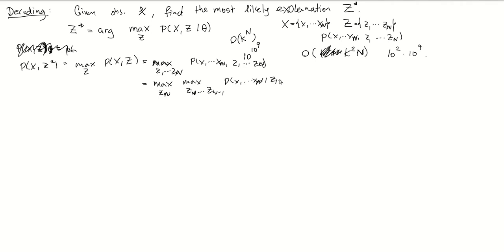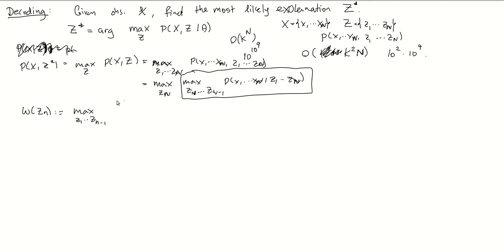Capital N, C1, Z capital N. Great. So what we do now is we take this guy and actually we define something we call omega of Zn, and we want this to be the max over Z1 to Zn minus 1 of the probability of x1 to xn and z1 to zn.